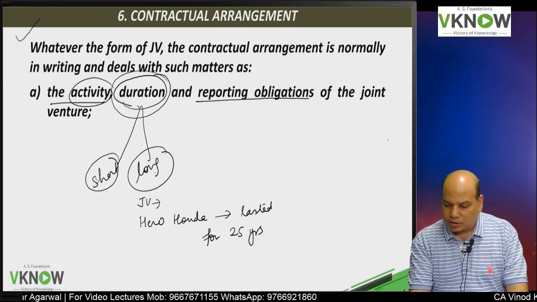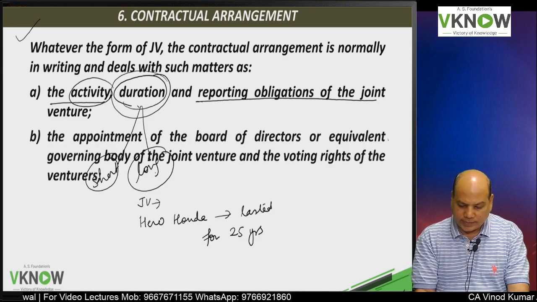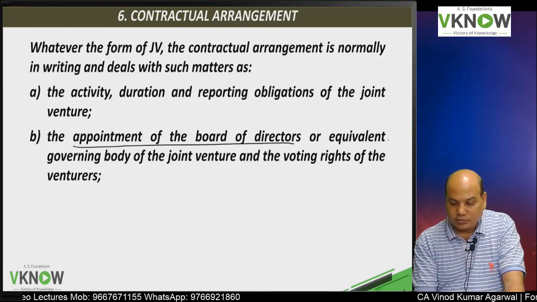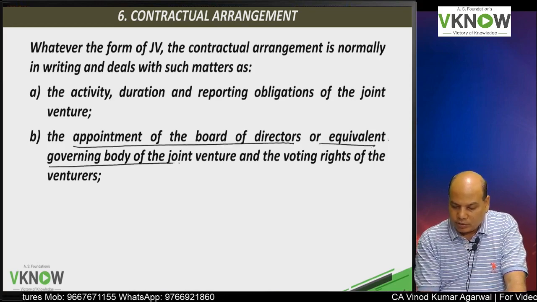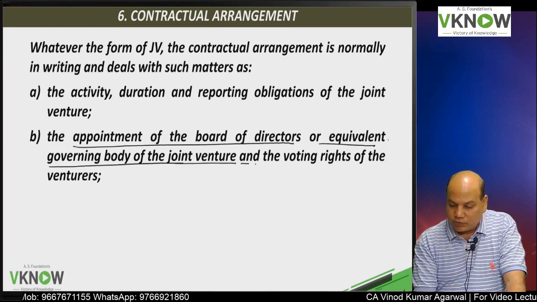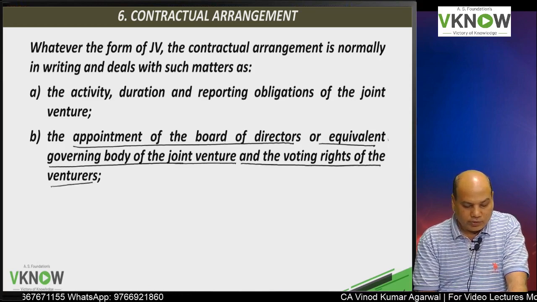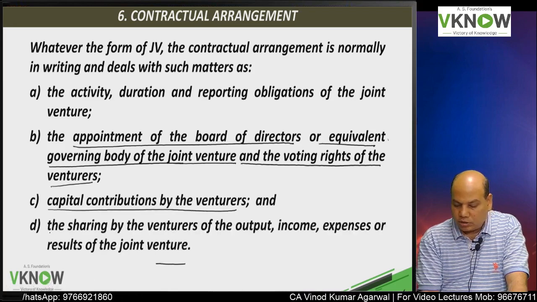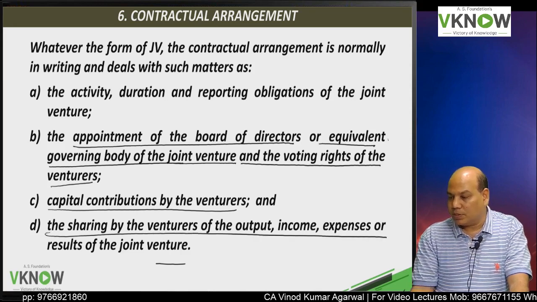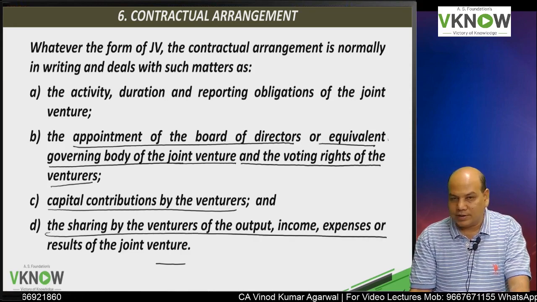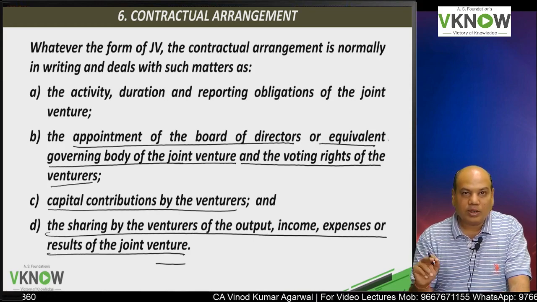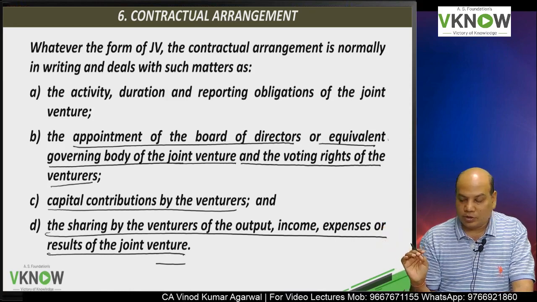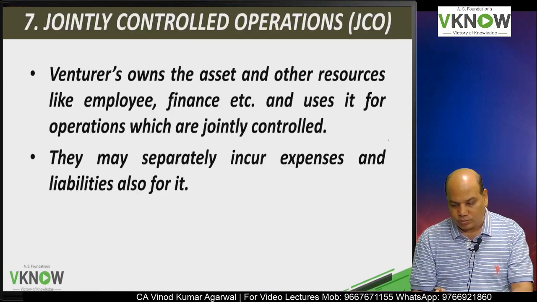And then what will be the reporting obligation of the joint venture? Other aspects covered in the agreement are who will appoint the board of directors or equivalent governing body of the joint venture, what will be the voting right of the venturers, how much capital they have to contribute, and very important, how the revenue, expense, output, profit, loss, etc. will be shared by the venturers and investors. So all this must be defined clearly. Later on there should not be any dispute.